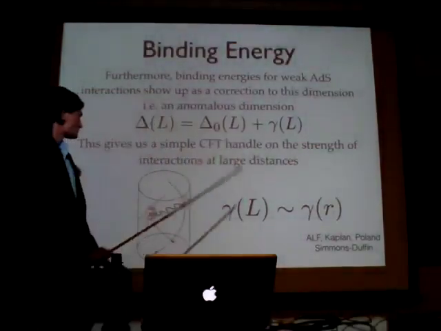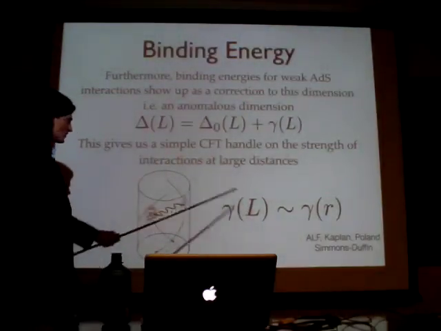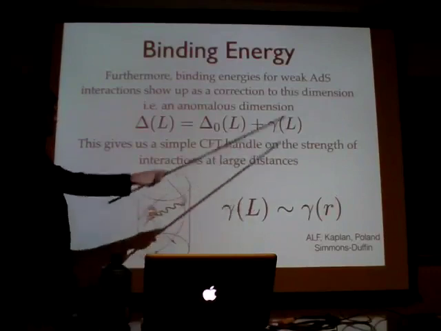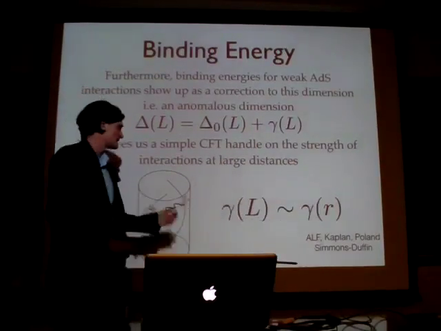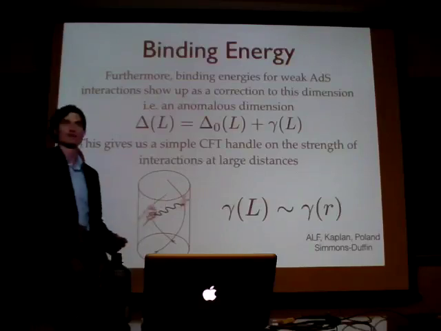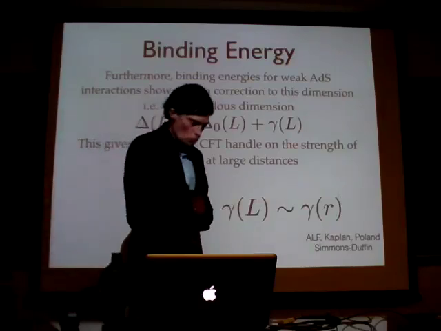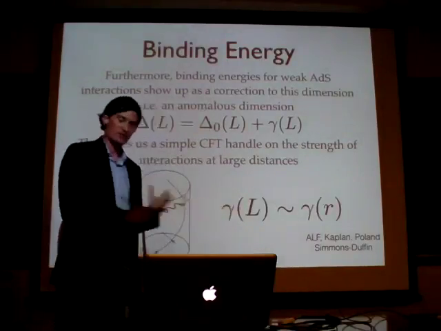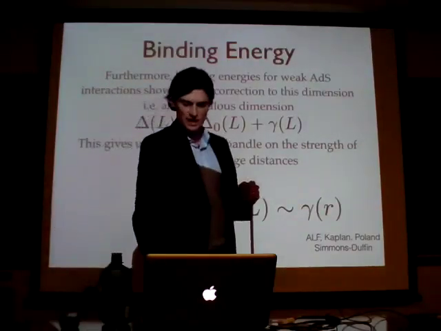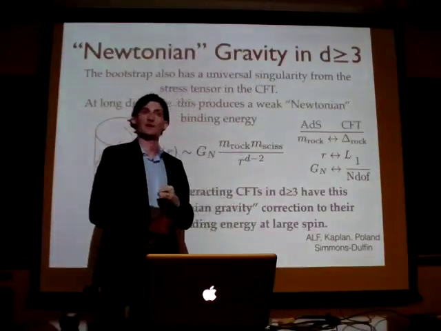So by looking at how this correction term depends on angular momentum, we learn about how the binding energy between these two depends on the distance between them. Now, so far I've talked about this singularity that comes from the exchange of two objects, but there are other universal singularities that are also present.